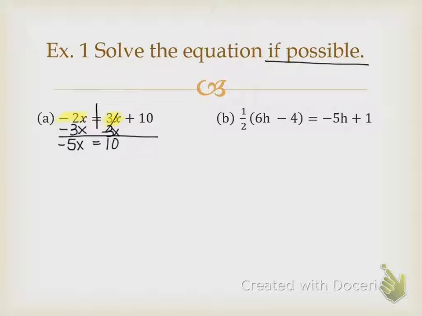Now, there's nothing to add or subtract. So what's the last step to solving this? Perfect. Divide both sides by negative 5. Those cancel, and so x equals negative 2. Keep in mind, you can always check equation answers. Plug them into the original problem.